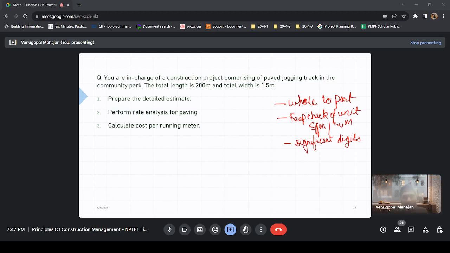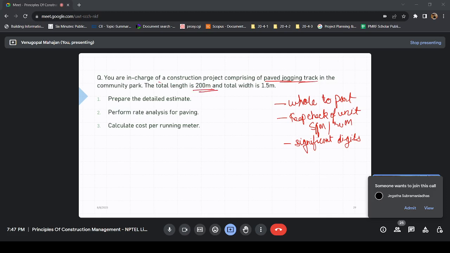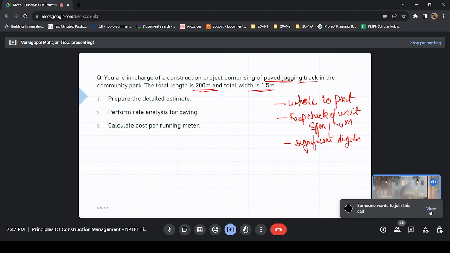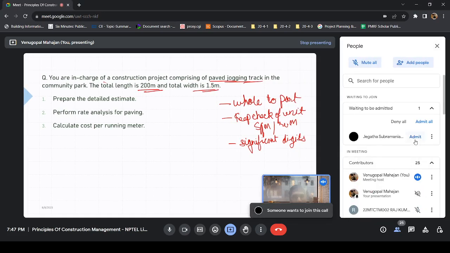Let me reiterate the question. You are in charge of a construction project comprising a paved jogging track. You have to make a jogging track. Total length is 200 meters and width is 1.5 meters. You are the engineer, so no other information has been provided to you.